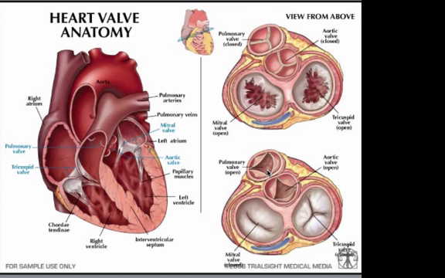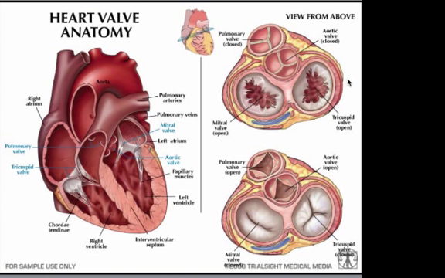And then here are the 2 semilunar valves, the pulmonary valve, which again, blood's going to travel through on its way to the lungs, and the aortic valve, which blood travels through on its way out to the body.